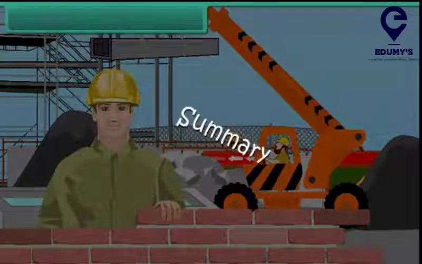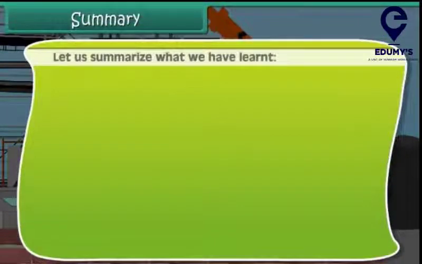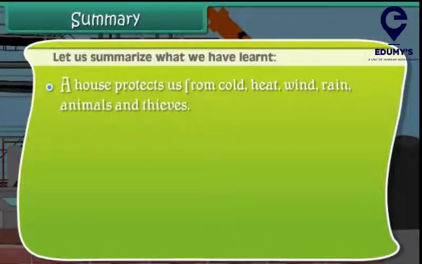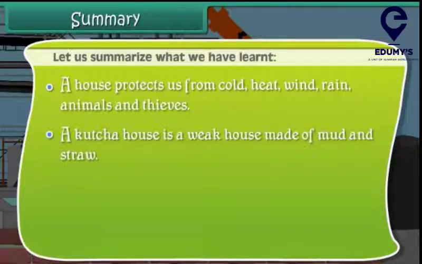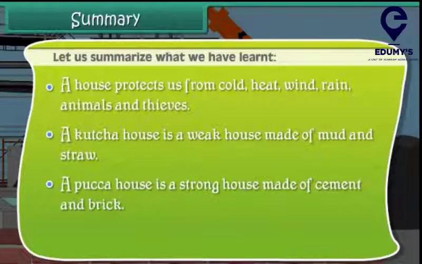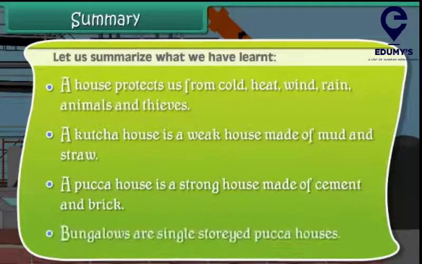Summary. Let us summarize what we have learnt. A house protects us from cold, heat, wind, rain, animals, and thieves. A kacha house is a weak house made of mud and straw. A pakka house is a strong house made of cement and brick. Bungalows are single-storied pakka houses.